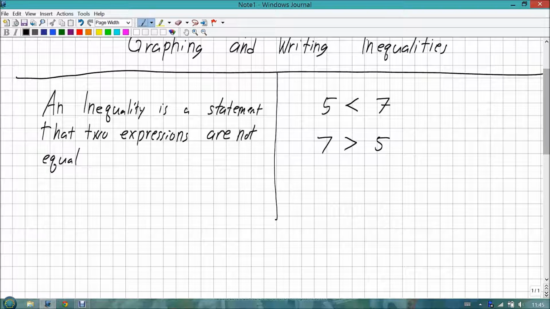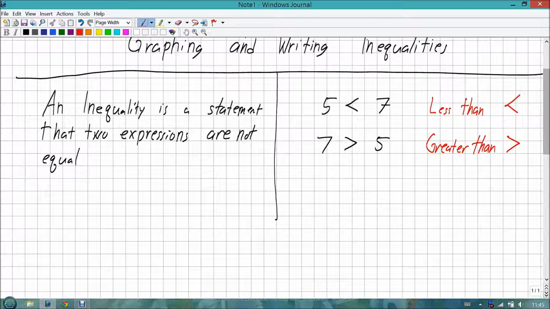So this first symbol over here is called less than. And the second symbol that we see is greater than. So less than looks like that. Greater than looks like that.